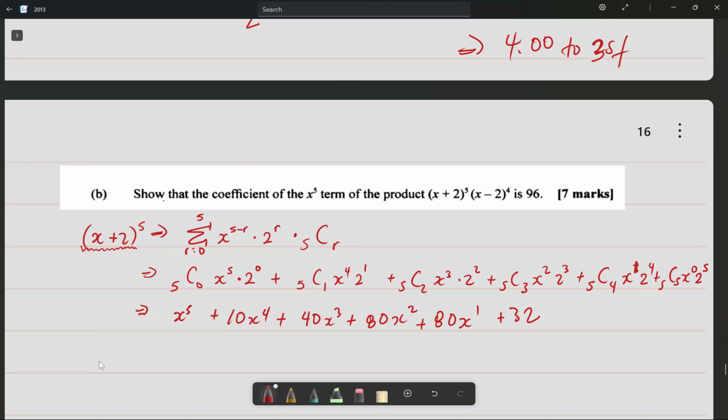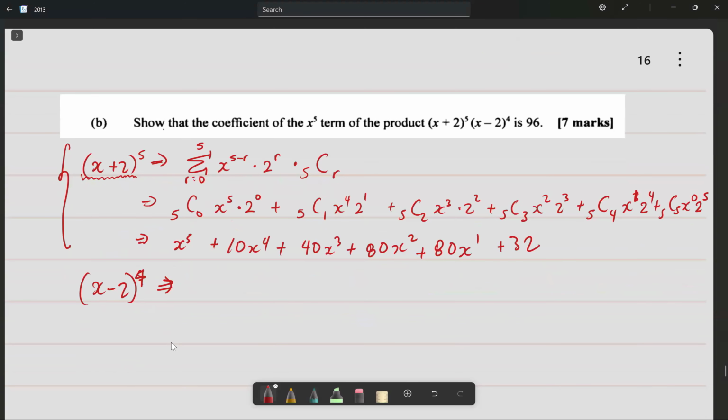Now we're doing the same process. So we did it for one. We're going to do the same process for the second one. So that's x minus 2, after that same process, but this time it's going up to the power of 4. So it is going to be the sum up to 4 of r equals 0, 5 choose r, x to the power of 5 minus r multiplied by negative 2 to the power of r. Cool.